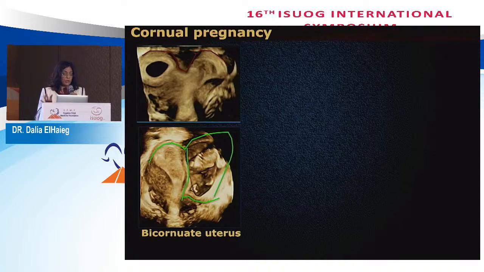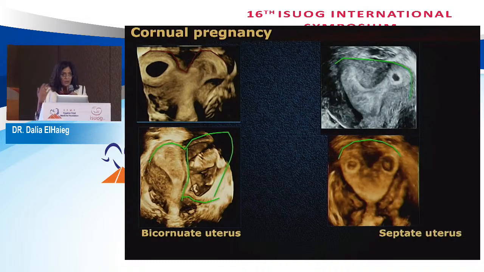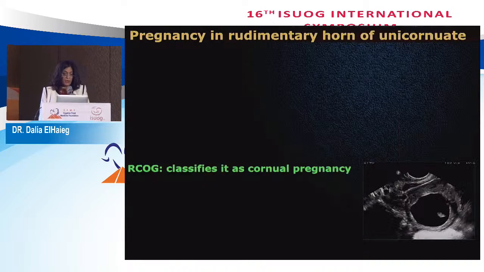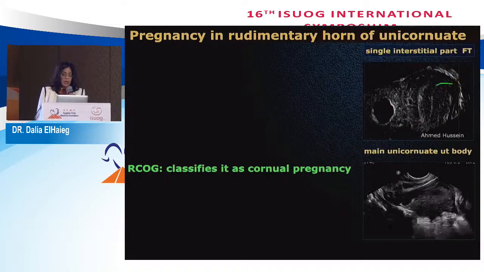Some researchers reserve the term cornual pregnancy to pregnancy in one cornu of a bicornuate uterus or in one half of a septate uterus, but as you can see, it's anatomically incorrect and confusing, leading to inappropriate management, and it was suggested to be abandoned. The Royal College of Obstetrics and Gynecology reserved the term cornual pregnancy to only the pregnancy in a rudimentary horn of a unicornuate uterus.